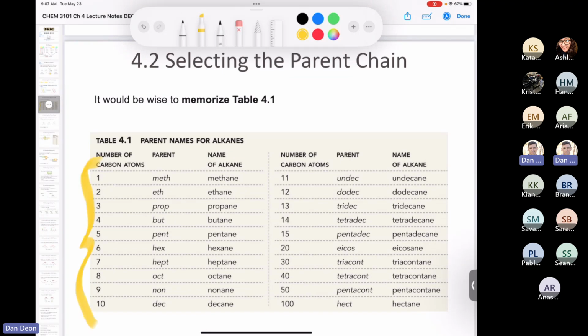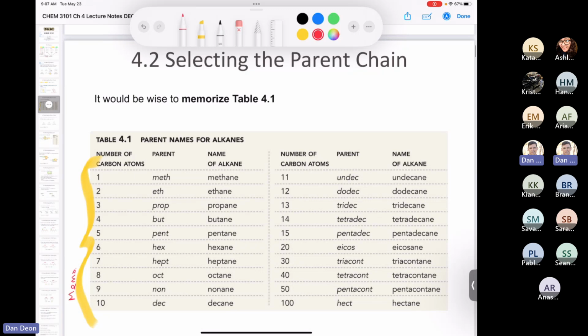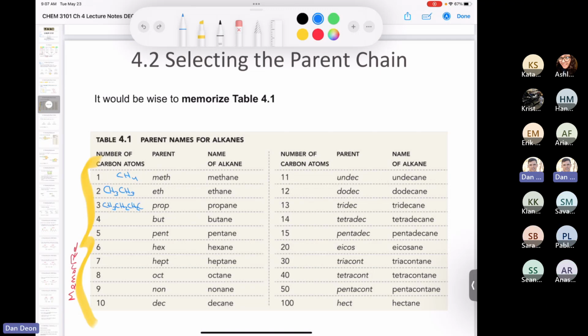So you need to memorize the first 10 straight chain hydrocarbons. So I'm going to put over here, memorize, okay? If you have one carbon, we call that methane, so CH4. I'll just pencil the first couple in here. If you have CH4, that's methane. If you have CH3-CH3, that's ethane, so 2 carbons. If you have 3 carbons, CH3, CH2, CH2, CH3. What am I doing here? That's not 3, that's 4. Come on, Mr. Dion. There we go, that's propane.